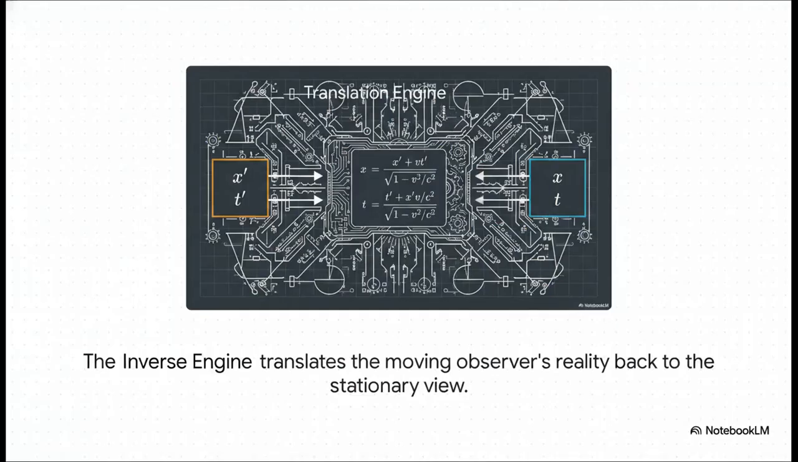And what's really cool is that this is a two-way street. We can just flip it around. This is the inverse engine. It lets our stationary observer take the moving guy's measurements and translate them right back into his own reality. The key thing to get here is the symmetry of it all. The laws of physics don't play favorites. They have to work exactly the same for both observers. It's a fundamental rule of the game.